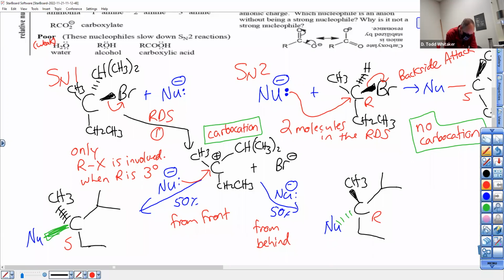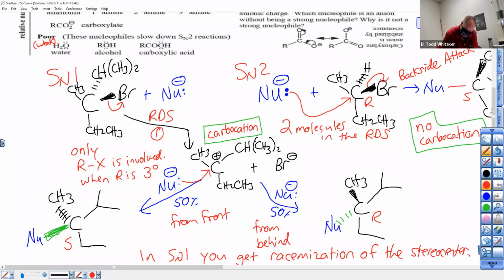So in SN1, you get racemization of the stereocenter, right? What's that mean? It's a new word, racemization. I bet you can figure it out. Chapter 3, racemic mixture, 50-50 mixture of enantiomers. Racemization is making a racemic mixture where you did not have one before.